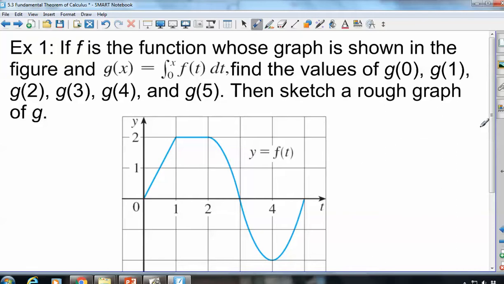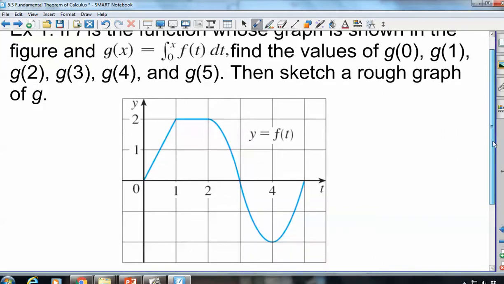G of 0, 1, 2, 3, 4, and 5. Okay, g is just this integral from 0 up to that number. So g of 0 means you have the integral starting at 0 and ending at 0. So what's the area under the curve if you don't go anywhere? 0. So g of 1. If I start at 0 and go up to 1, I'm talking about this area. What would you approximate that as?